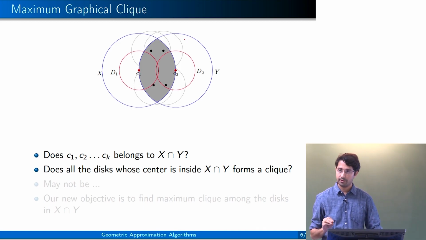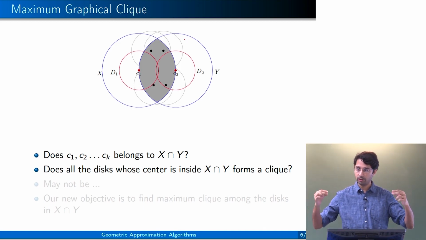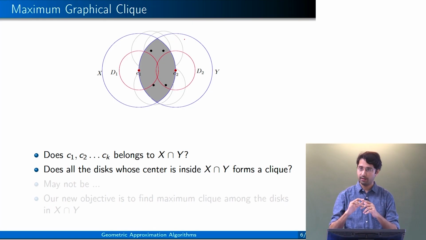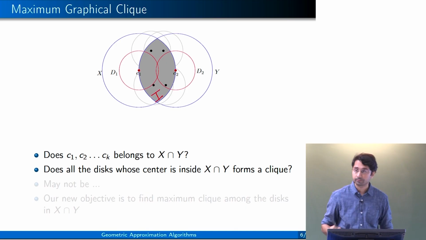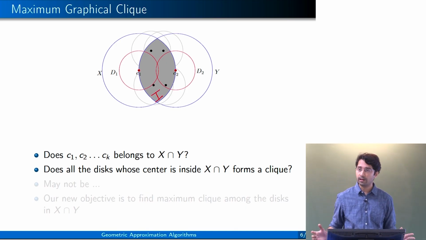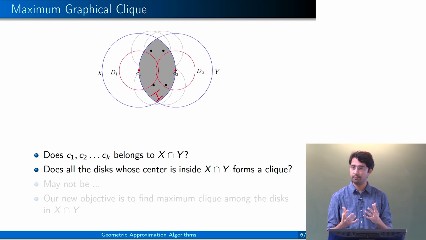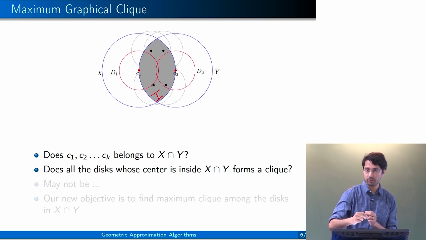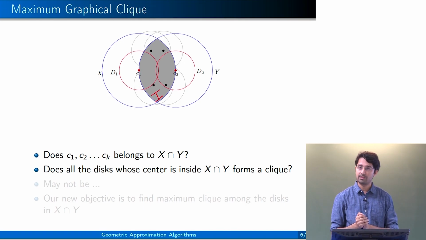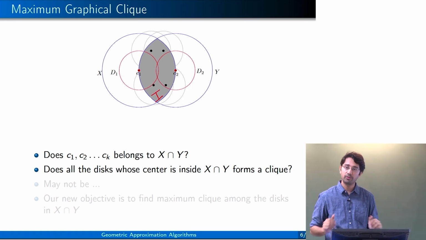What I am saying is, I know the furthest disks. I know that all the disks which form a maximum clique have to be inside this intersection. Let us call this intersection I. I know that all the disks which form the maximum clique have to be inside the region I. But is the reverse true? If I take all the disks whose center is inside I, will they form a clique?